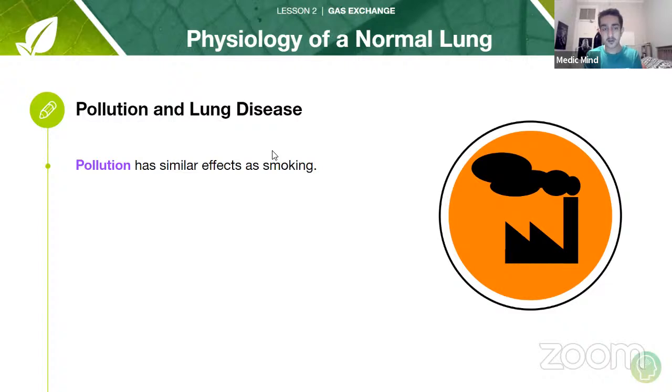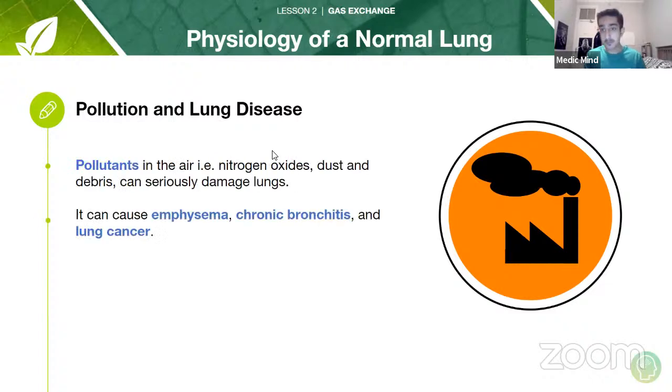So pollution has similar effects to smoking, probably at a lighter concentration because it's not directly going into your lungs. You're not sitting there and breathing the chimney of a factory. And so it's probably not as severe. It's probably not as localized. But pollutants in the air, i.e. nitrogen oxides, dust, and debris, can damage lungs, can cause emphysema, chronic bronchitis, and lung cancer.